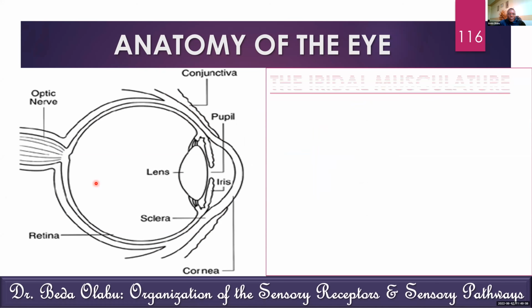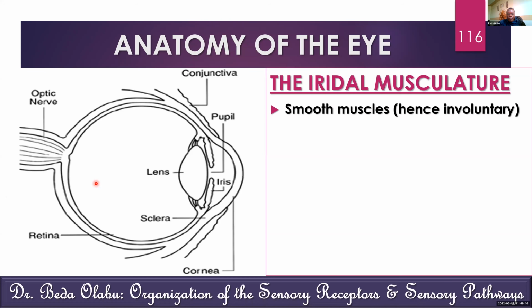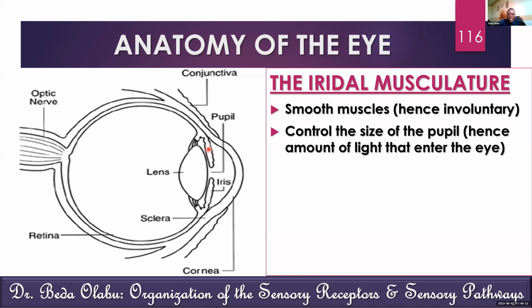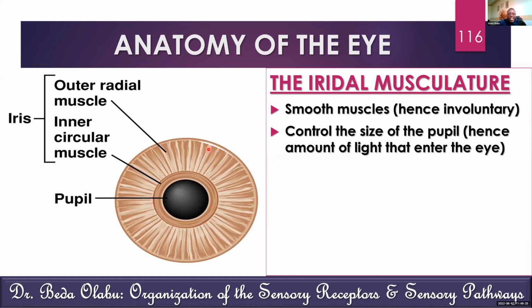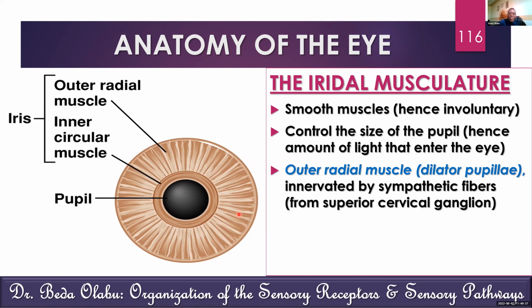Let's say that in a different way by talking about the muscles of the iris, these muscles which control the size of the pupil. They are smooth muscles, and so they are involuntary, controlled by the autonomic nervous system. These smooth muscles are oriented in two orientations. We have the outer one, which is oriented in a radial manner. So we call it the outer radial muscle. This outer radial muscle of the iris, when they contract, they increase the size of the pupil. And so we call it the dilator pupillae muscle.